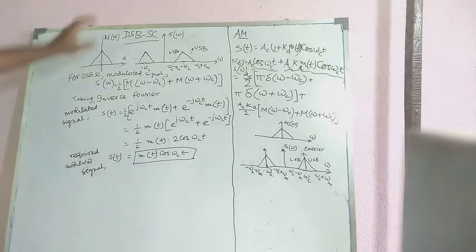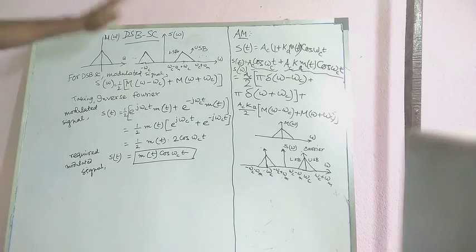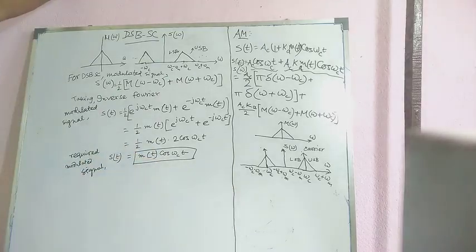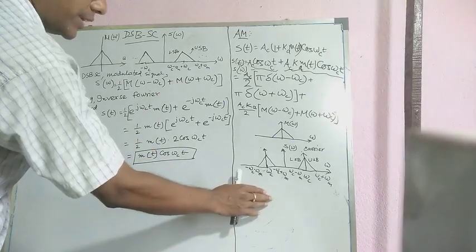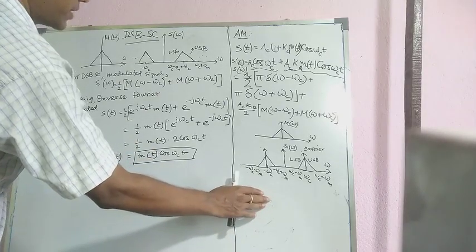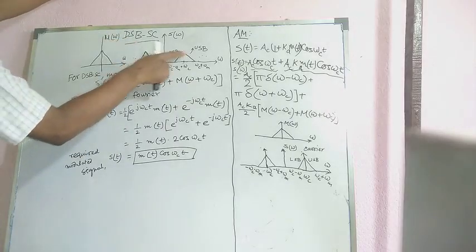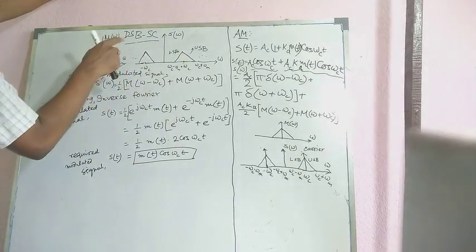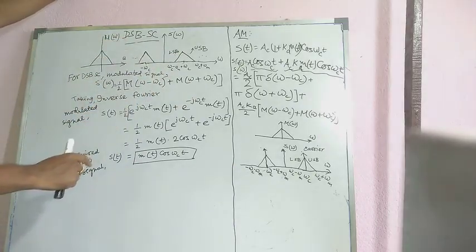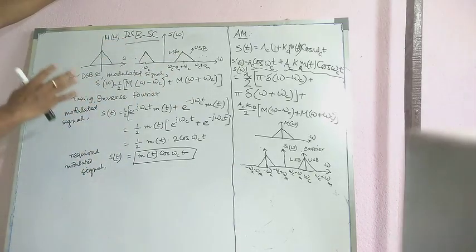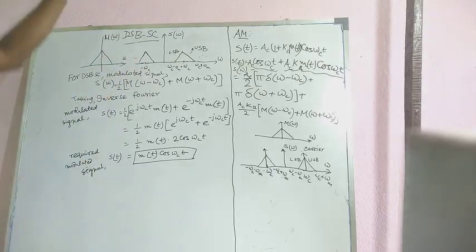Therefore, what we can conclude is that the only difference is the carrier signal. Here, the carrier and both sidebands are transmitted. In double sideband, both sidebands are transmitted, but the carrier is suppressed, as the carrier alone is not used.